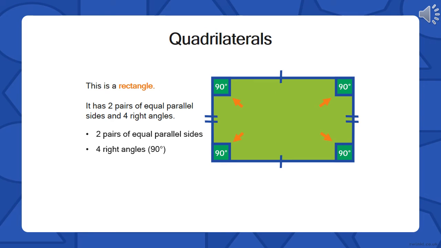We then have a rectangle that has 2 pairs of parallel sides and 4 right angles. Remember, 2 pairs of equal parallel sides and 4 right angles, with the angles equaling again 360 degrees.